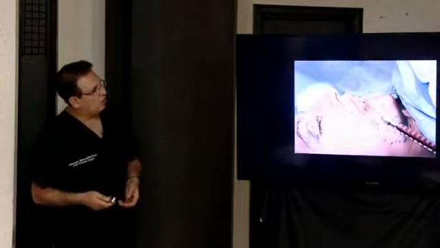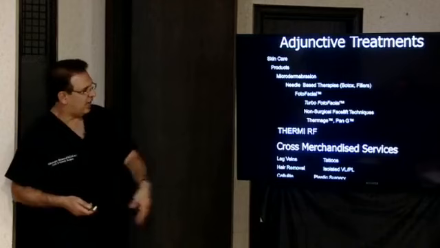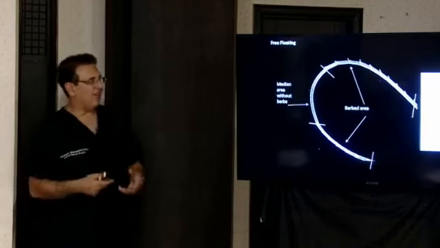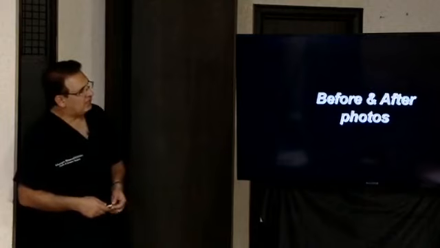You can always do adjunct procedures, which could be in terms of fat transfer, fillers, or lips and all those things. You can do that. You can do all of the non-surgical, from skin care to hair removal, and everything can be done with it. And bidirectional, free floatings are like that. And then we can go to different things.